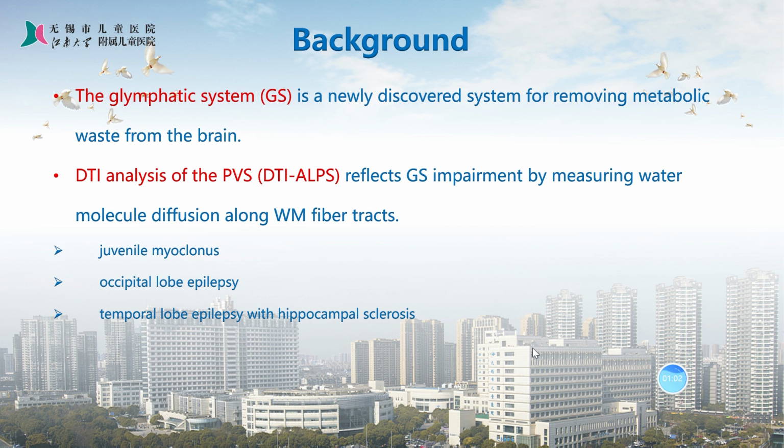Diffusion tensor imaging can measure the diffusion properties of water molecules in the brain tissue and display white matter microstructure and fiber tract connectivity. The GS is a newly discovered system for removing metabolic waste from the brain. DTI analysis along the PVS reflects GS impairment by measuring water molecular diffusion along white matter fiber tracts. It has been shown to decrease in patients with epilepsy.